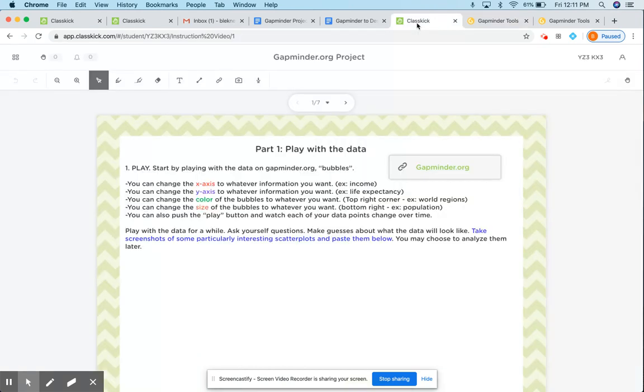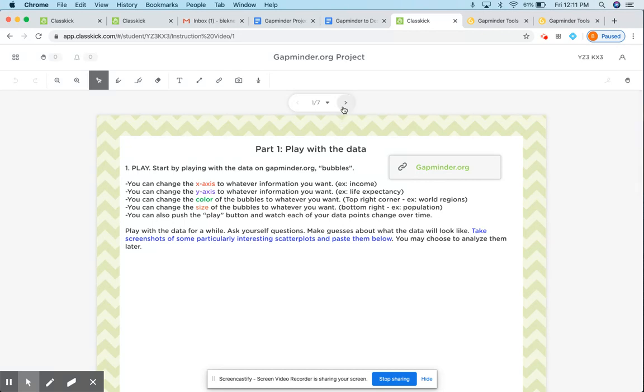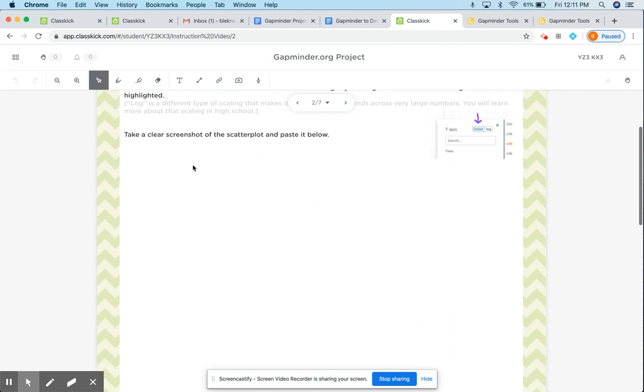So you're going to play around with this for quite a while, and you're going to take screenshots of things that you find compelling, and you're going to put them right here. And this is just to kind of keep you in mind. I don't actually care how many screenshots you take here, 1, 2, 7, whatever you need, it's a spot for you. Then you're going to go on to part 2, where you're going to pick one scatter plot that you find super interesting. And you're going to take a screenshot of the scatter plot and paste it right here.